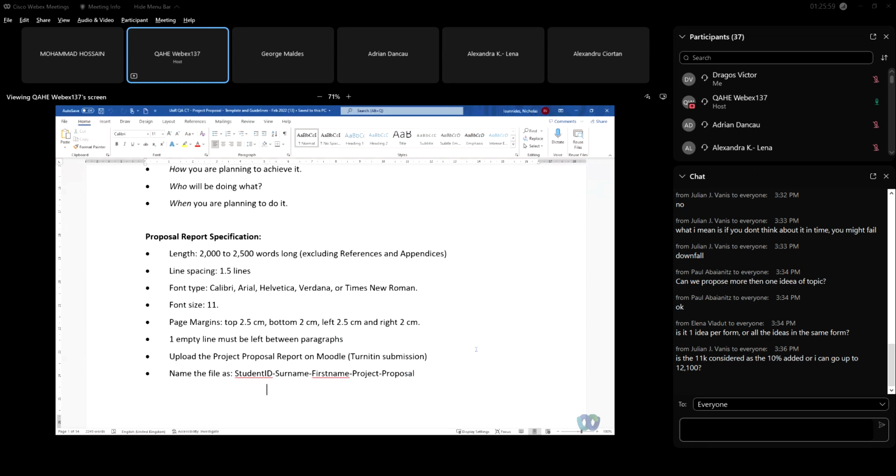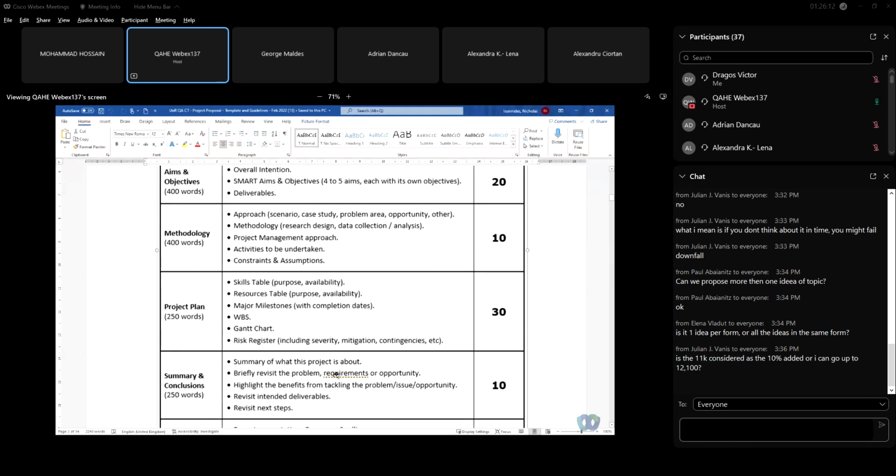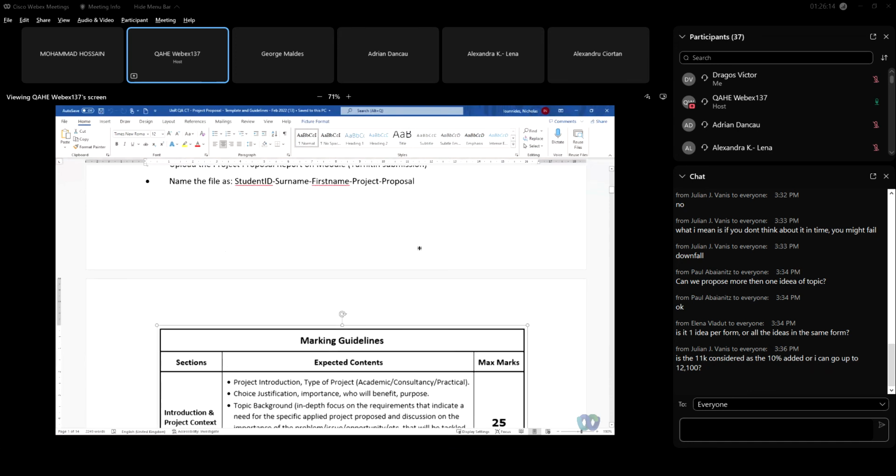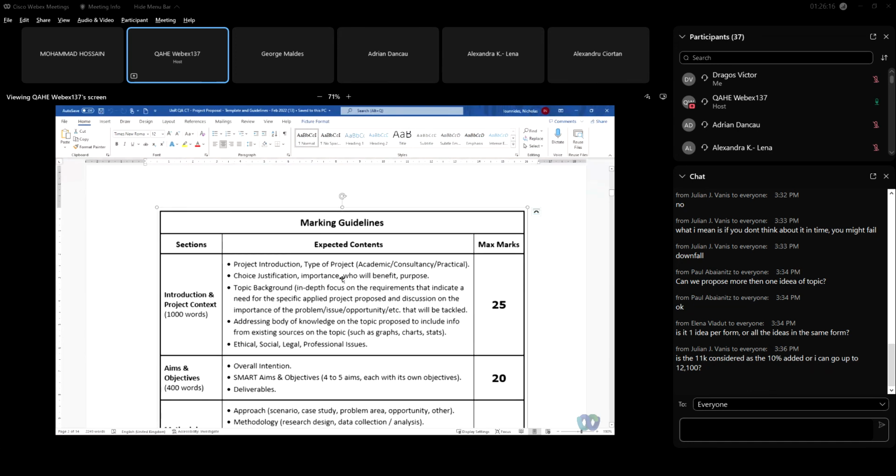This is really quite problematic, right? So please put your ID there, which is unique to you, your surname, your first name, right? And if I take you to the next page, you will see the marking guidelines and the criteria.